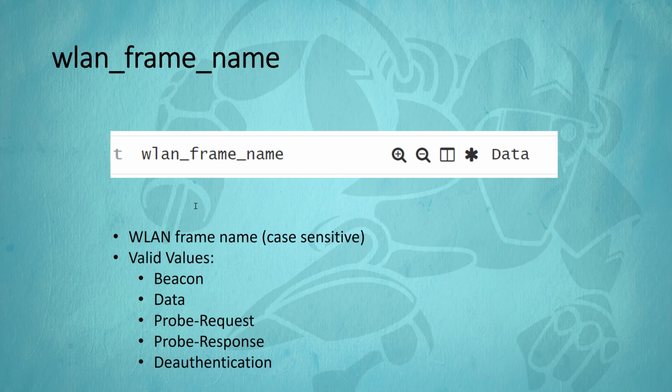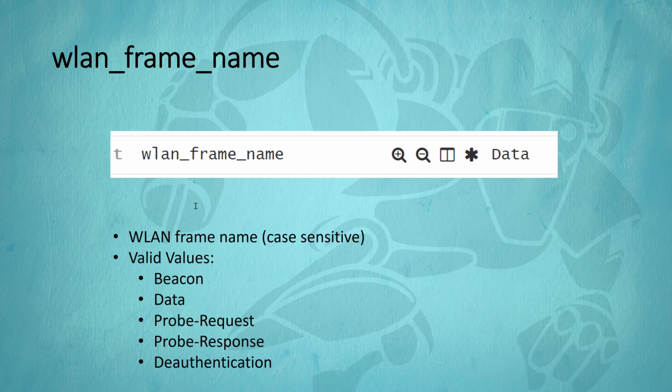Now the next field I want to look at is the WLAN frame name. So the frame name is really a human readable name with which we can apply filters, search, etc. Now, as I mentioned earlier, WiMonitor Enterprise looks at a subset of management and data frames which have a bearing from a security perspective. So the ones currently supported include beacon, data, probe request, probe response, and deauthentication. Now, it is important to note that these frame names are case sensitive.